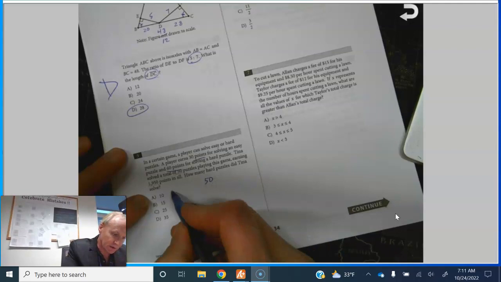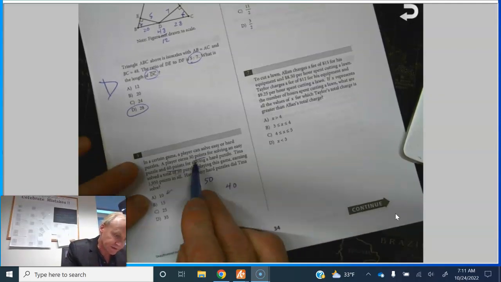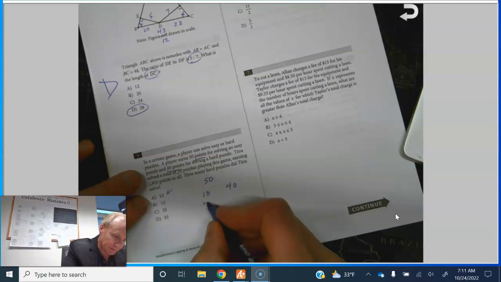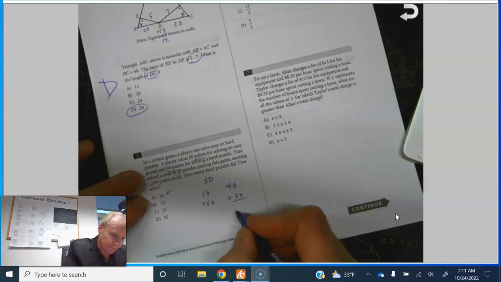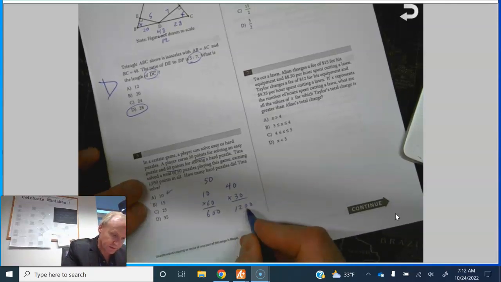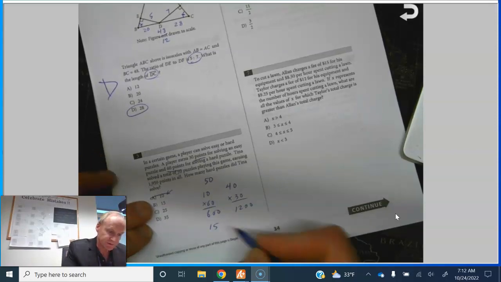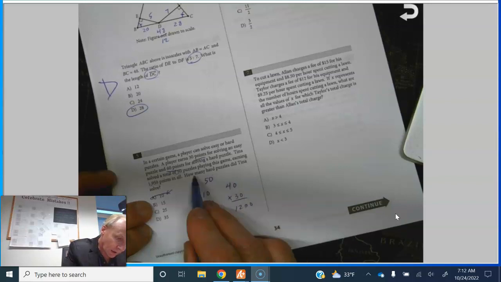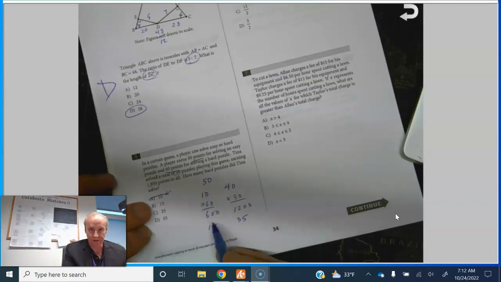So if she did 10 hard ones, that means she did 40 easy and 10 hard. She gets 60 for the hard ones and 30 for the easy ones. And that's 1,200 and 600, and that makes 1,800. Looks like it's not that one. So we try 15. She solves 15 hard. That means 35 easy for a total of 50.